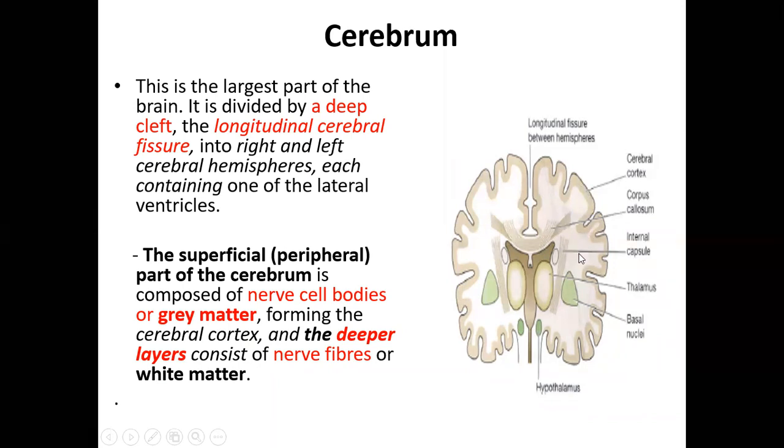So the inner part will have nerve fibers coming from the cell bodies here. Cell bodies will be here, so it is gray matter, and the nerve fibers will look white because they are myelinated, covered by the myelin sheath. So they look white. That's why it is called the white matter. So this is the white matter here, and this is the gray matter.